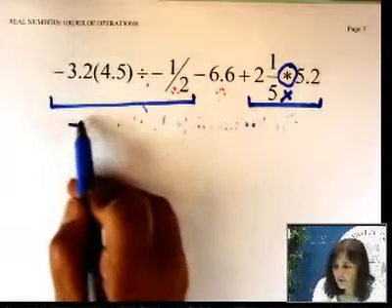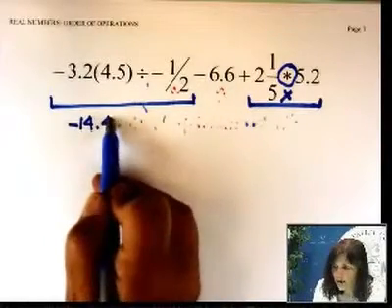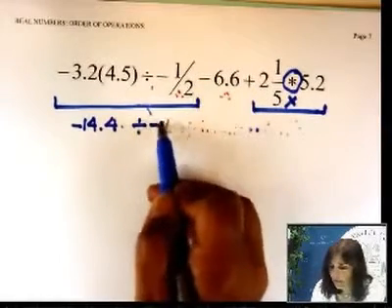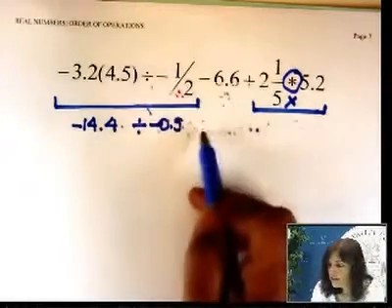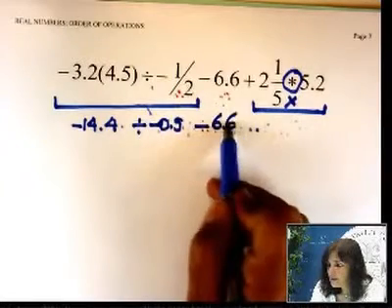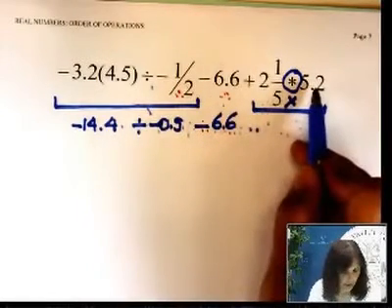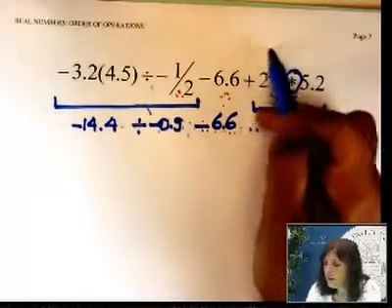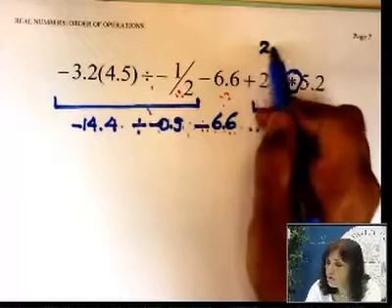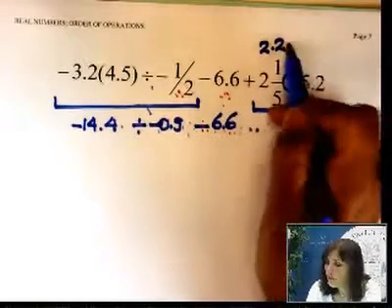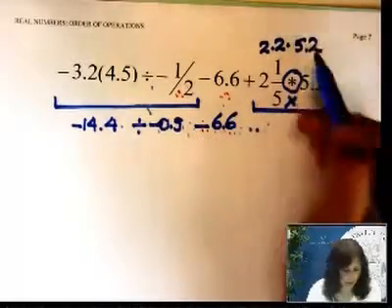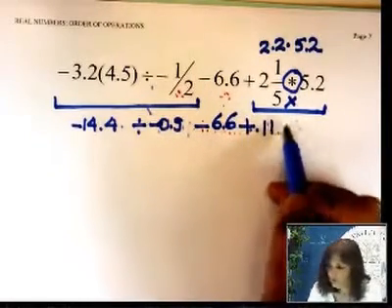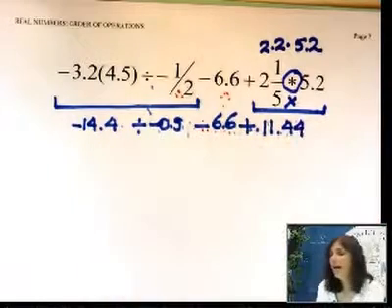That gives me negative 14.4. I still have to divide this by a negative 0.5. I still have a negative 6.6. And I multiply these two guys, and that actually gives me 2. This one, you can think of it as 2.2, and this one is 5.2. When I multiply, I get 11.44. Look what I have.